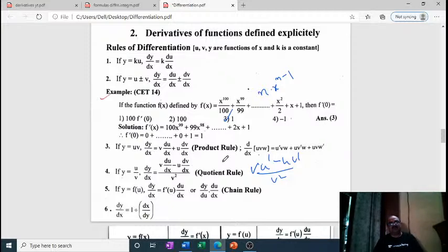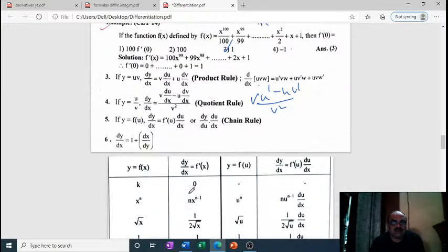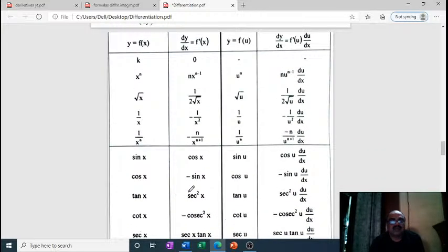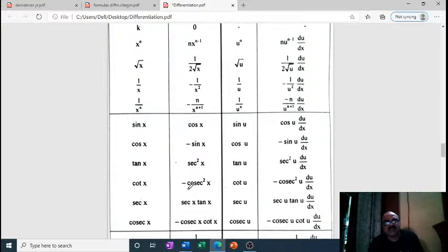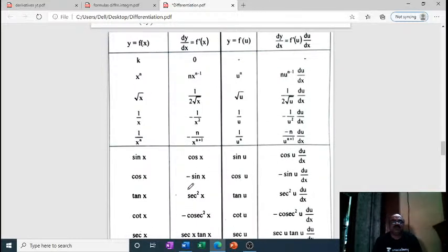If y equals f of u, then dy by dx equals f dash of u into du by dx. Next, dy by dx equals 1 divided by dx by dy. Very important. Friends, I have a set of formulas of differentiation. This is what should be known to you perfectly. If this is known, I can tell you, you know differentiation perfectly.